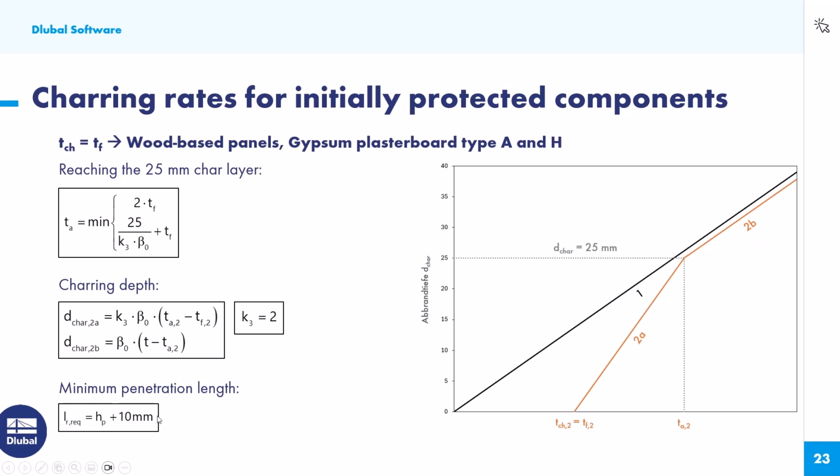Okay, so what we also need to consider, there is also a minimum penetration length because of the fasteners. So in case T charring equals TF, we have to add 10 millimeters to the protection thickness. That's clear because we don't have to add any charring depths here in this equation because the timber is not burning at this time.